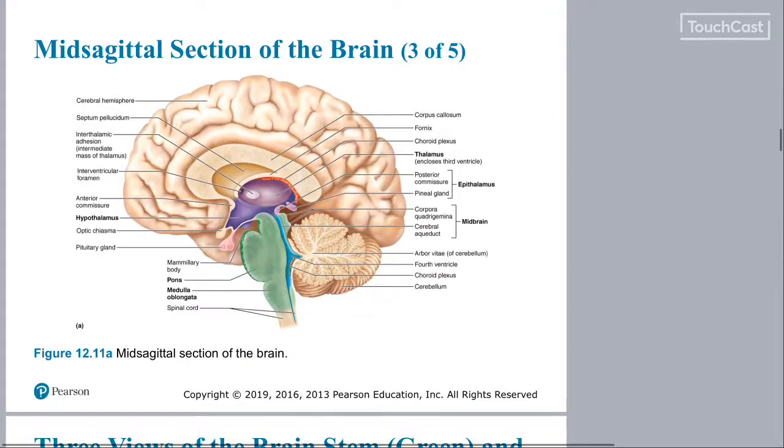Okay, so if we take a look at that epithalamus, this pineal gland down here, this little guy that hangs off, and then the posterior commissure down here are what form the epithalamus.